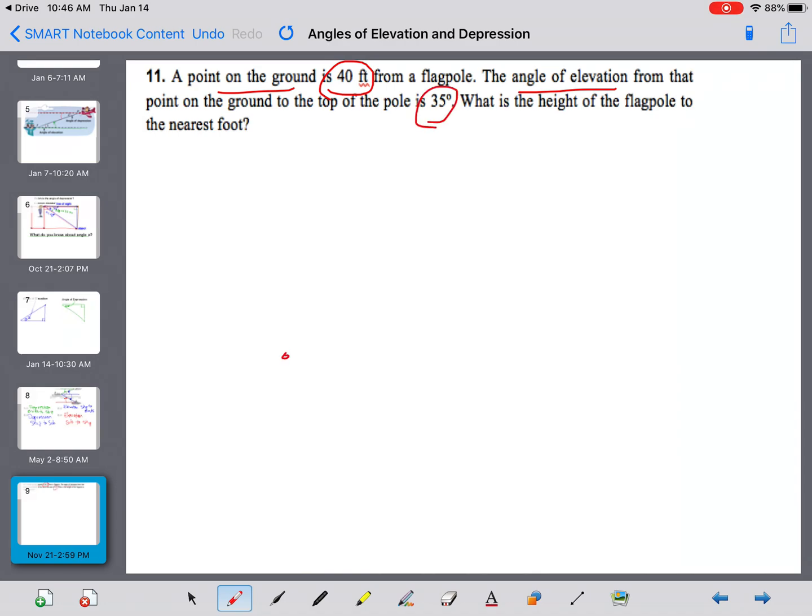So we have a point on the ground and it's 40 feet away from a flagpole. It's got a nice flag on the top. The angle of elevation from that point to the top of the flagpole, so that means we're looking up.